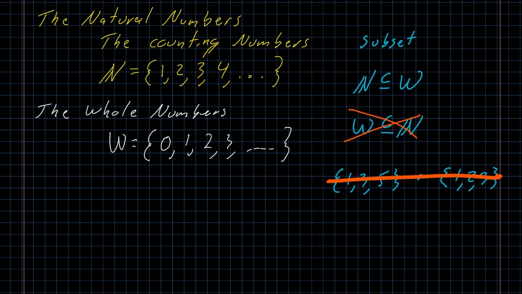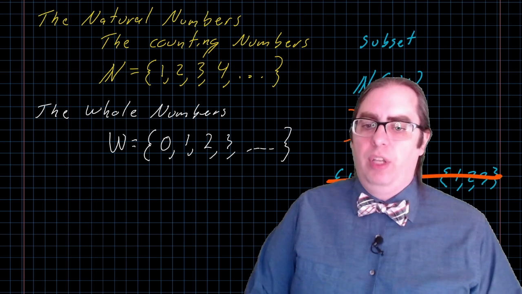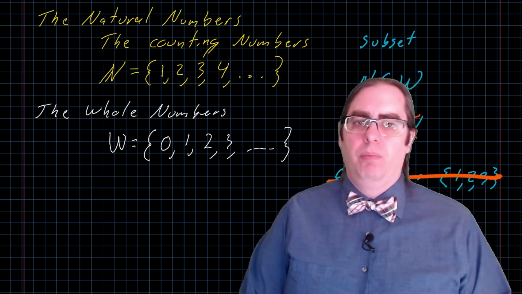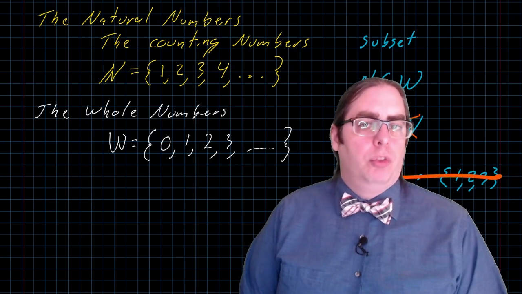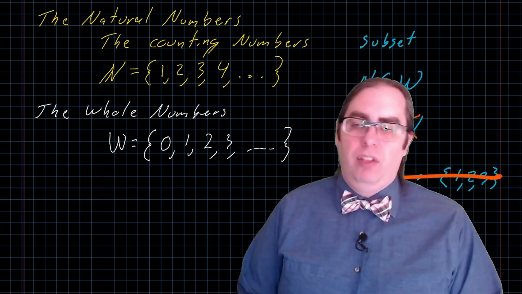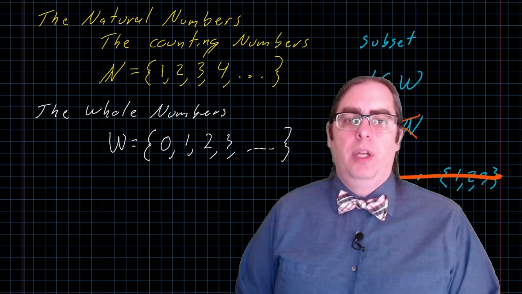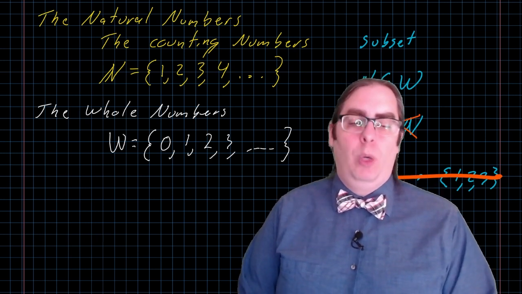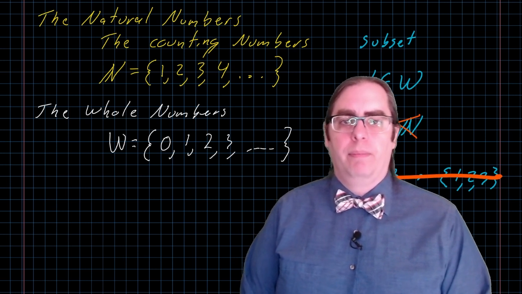All right, but we have the natural numbers, we have the whole numbers, and with just those two sets of numbers, we can do a lot of mathematics. All of addition works perfectly fine. 3 plus 4 is 7, and 7 is also a natural number. Multiplication also works fine. 3 times 4 is 12, and 12 is also a natural number.